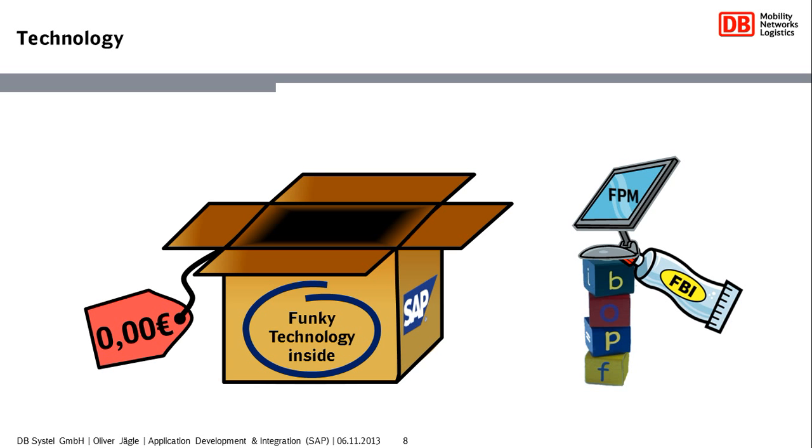First question I'm usually asked, particularly by seniors, is what does it cost? This is one of the best news. It's for free if you own a business suite license. So the Floorplan Manager is part of the NetWeaver. The BOPF and the FBI, they are part of the Business Suite Foundation layer. So whenever you've got a business suite license, you are allowed to use those tools.